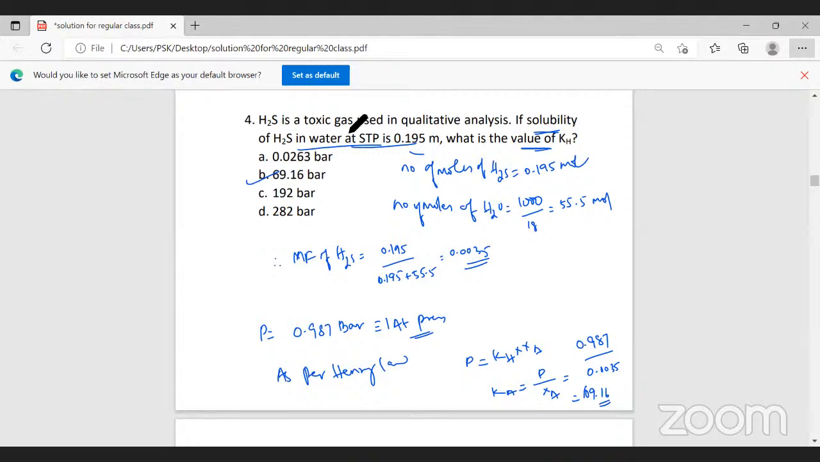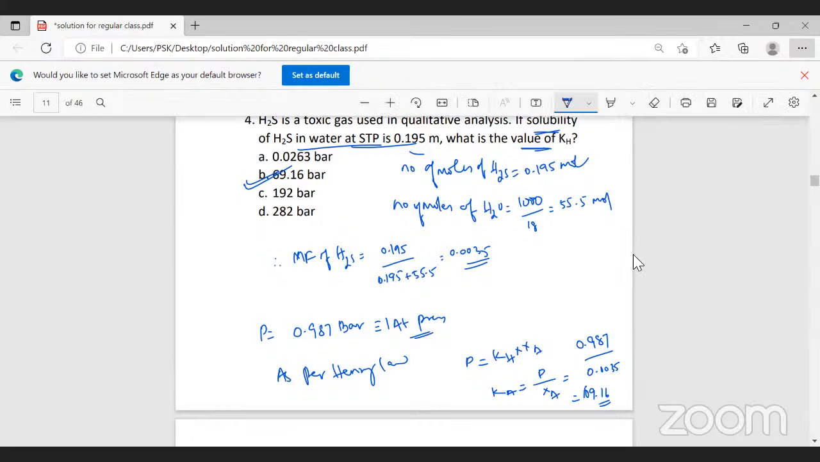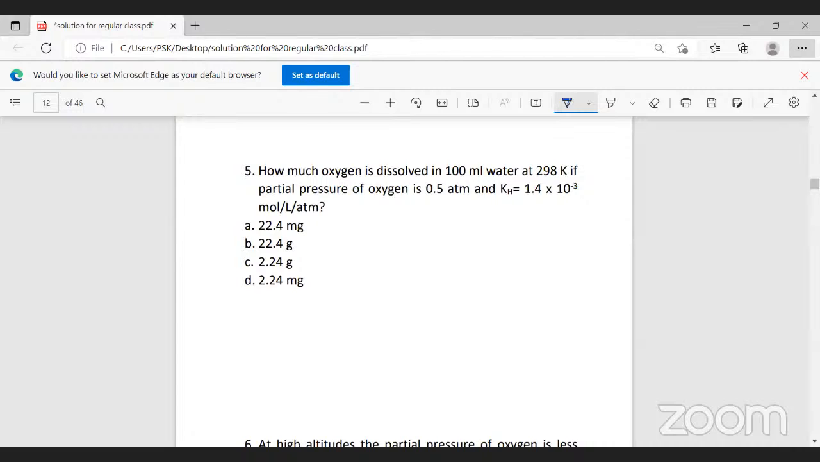Is it clear with this? Is this clear? Yeah, students? Yes, sir. The next problem, and we'll stop with this last problem, and we'll see further what we can do. Where's the next problem?